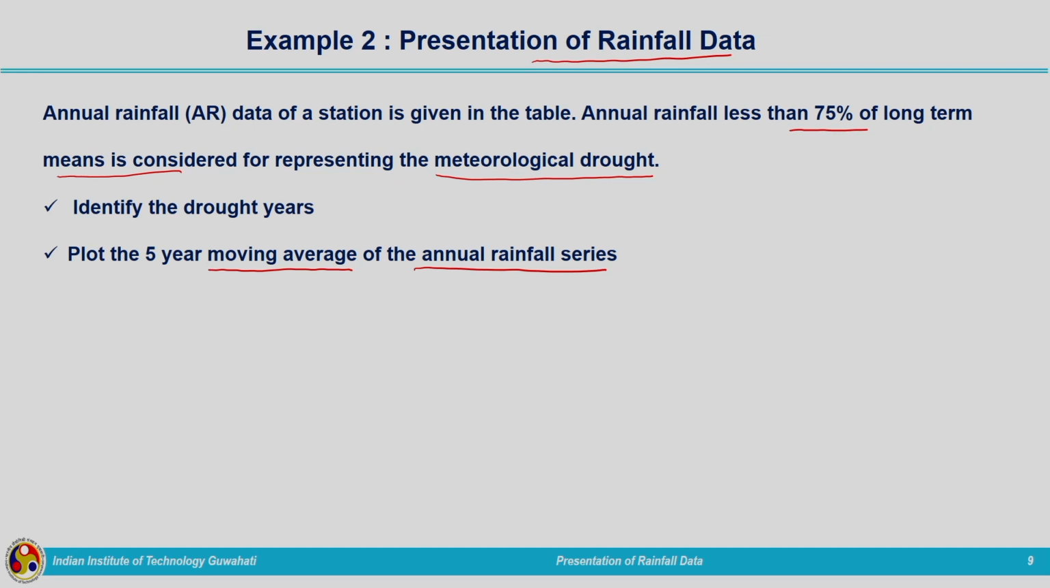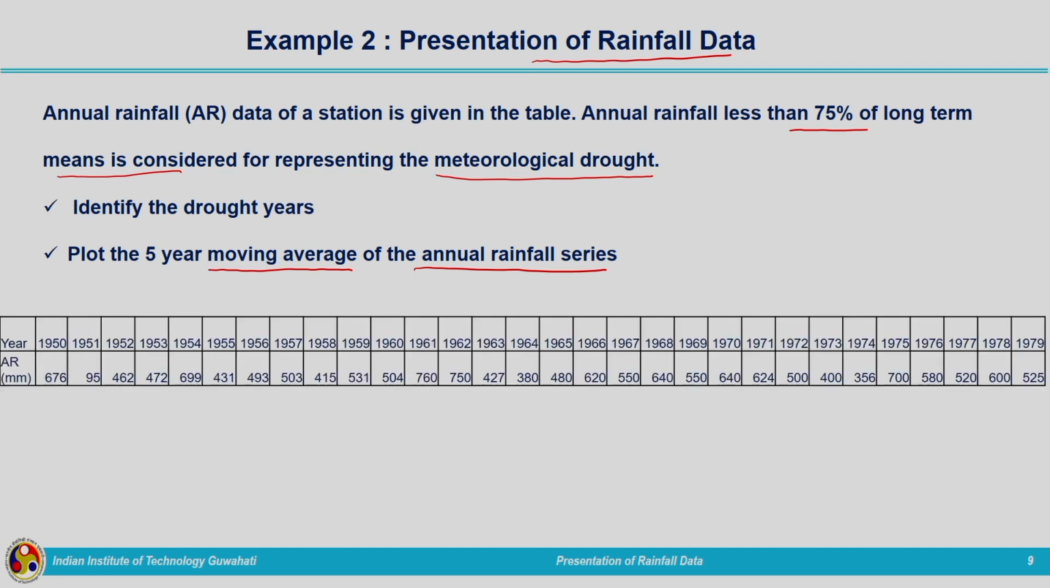So, what we need to do? We need to identify the drought years. The condition is given to us. Annual mean we will be calculating. Out of that, if the rainfall in a particular year is less than 75% of the annual average rainfall, then that particular year will be representing a drought year, that is a meteorological drought year. Meteorological drought means the drought is due to less rainfall which has happened in that particular year.